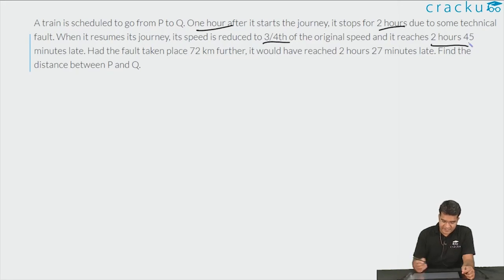It is also given that had the fault taken place 72 kilometers later, it would have reached only 2 hours and 27 minutes late. We are required to find the distance between P and Q.